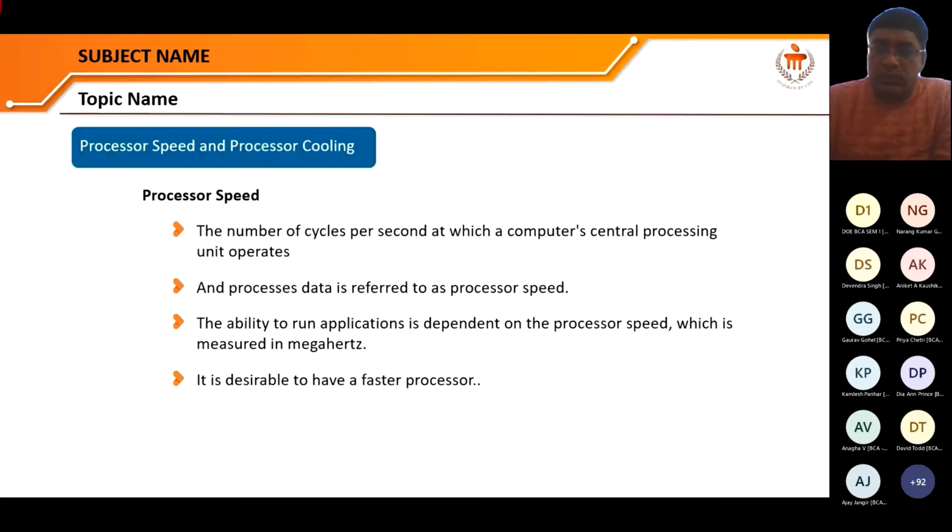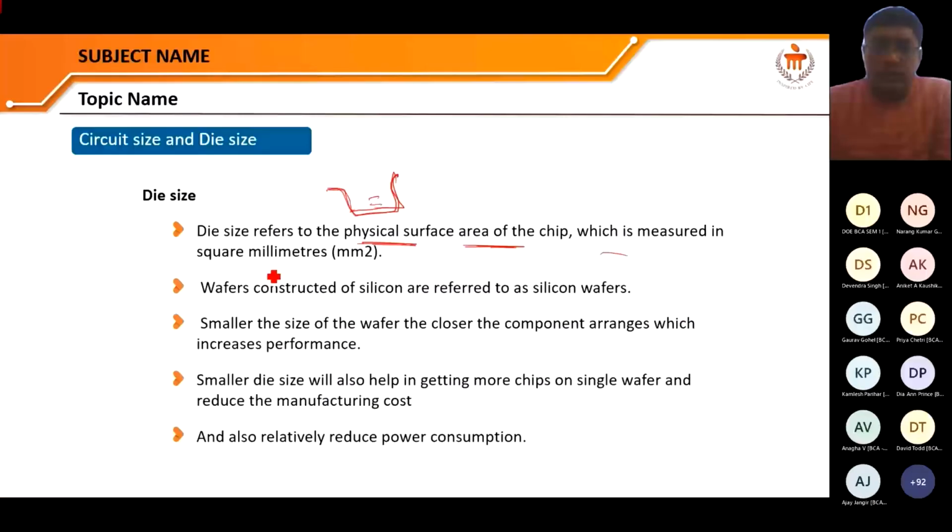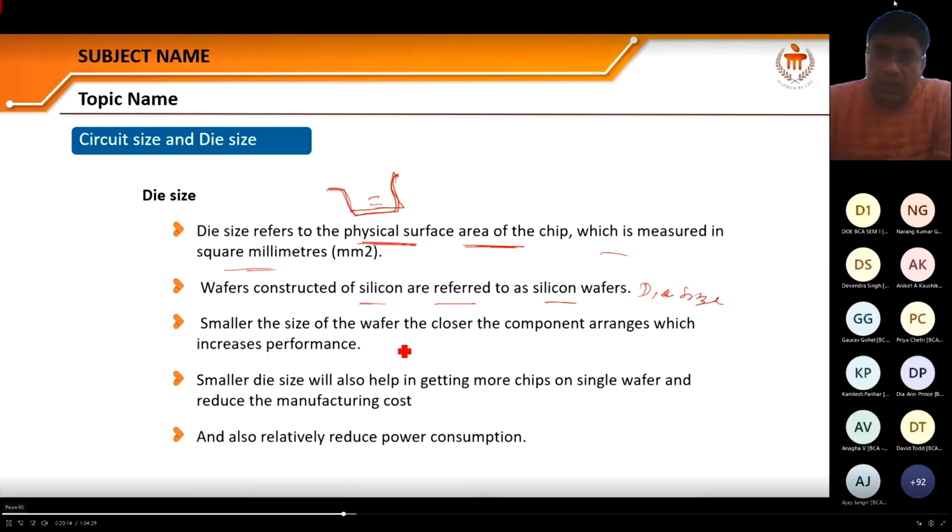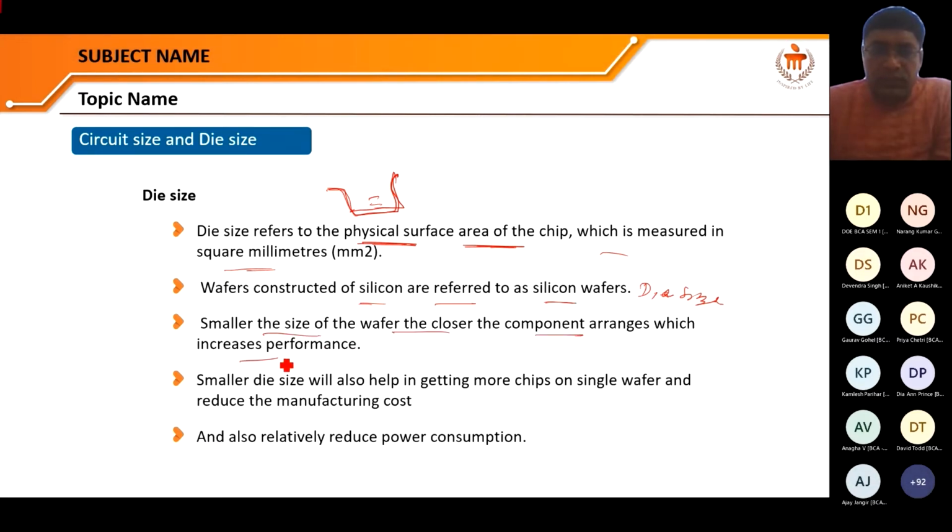Okay, and wafers are constructed of silicon, referred to as silicon wafers, and this belongs to the die size. If the die size is smaller, the components are arranged closer together, which increases performance. If it is smaller, we put things near each other, so it is managed easily. If we take a greater die size, it takes a larger area and cannot perform as well. A smaller size also helps fit more chips in a single wafer and reduces the manufacturing cost.